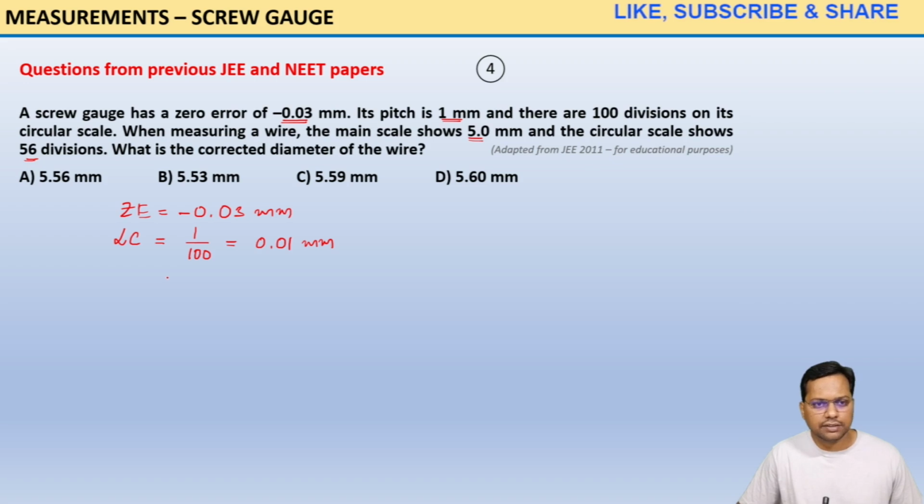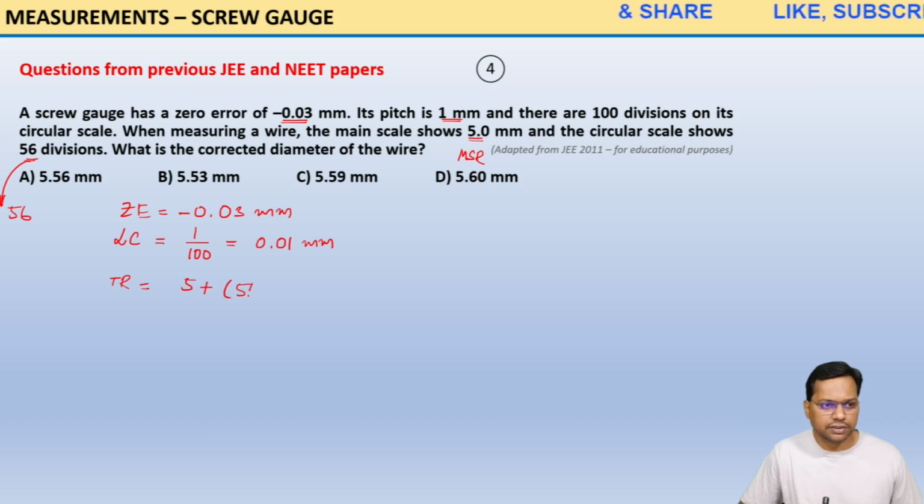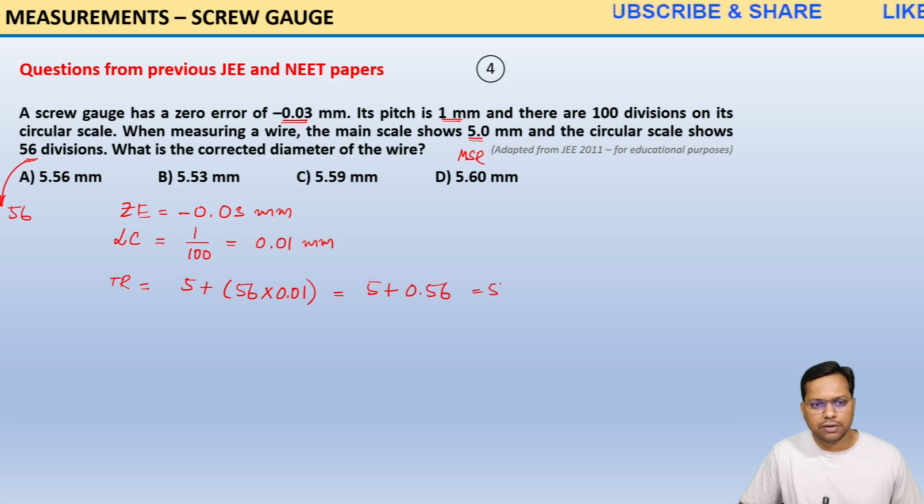When measuring a wire, the main scale shows 5 mm, that is the MSR is 5 mm. The HCD for this reading is 56. So the total reading is MSR 5 mm plus HCD 56 into the least count 0.01. This gives 5 plus 0.56, that is 5.56. Now we have to correct this reading.